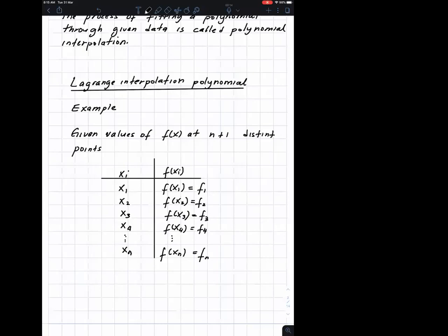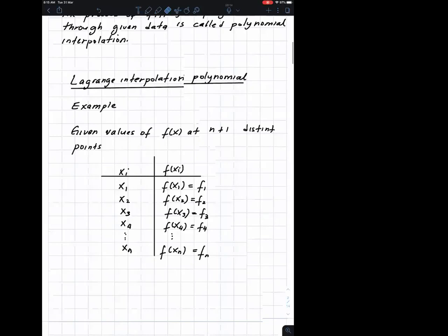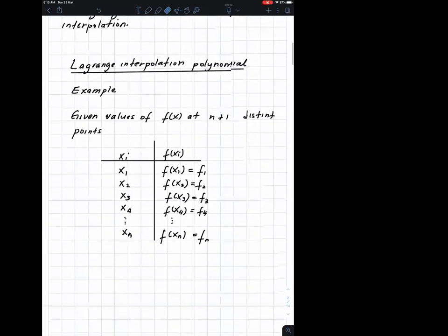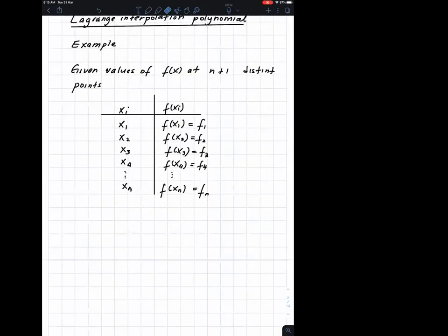So given values of f(x) at n+1 distinct points. Don't worry about that. If you are slightly confused right now, don't worry about this. When you do an example, things will become very clear.